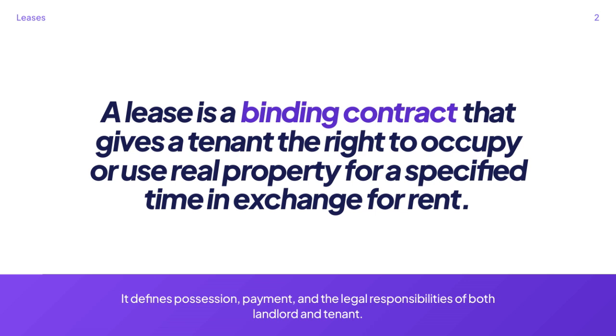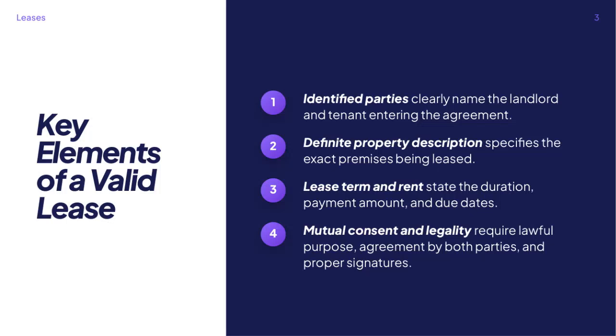Understanding these essentials helps prevent misunderstandings and ensures that both landlord and tenant know their rights and responsibilities throughout the lease term. Now let's dive into the key elements that make a lease valid. First, it's essential to have clearly identified parties. This means the lease must explicitly name both the landlord and the tenant who are entering into the agreement, so there's no confusion about who is responsible.